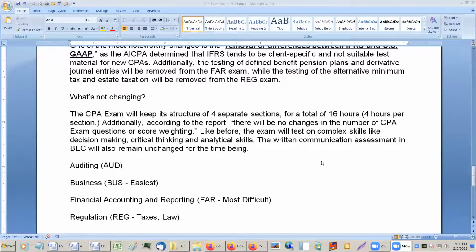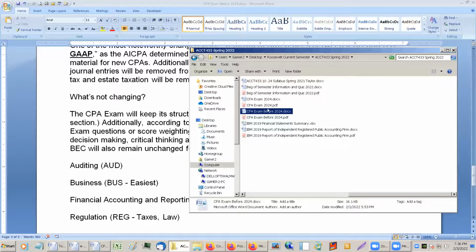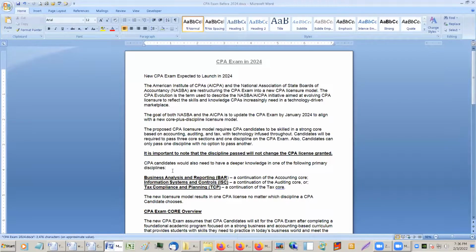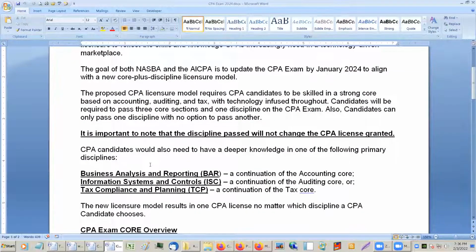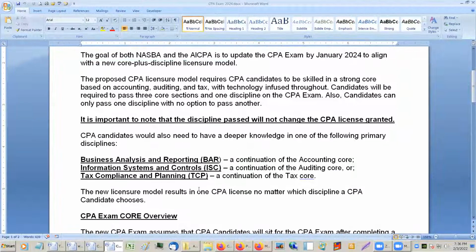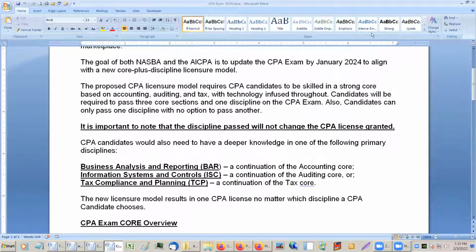Okay, now if you're planning on taking the exam after 2024, we should probably look at that because it changes significantly. And make sure I get my screen up here before I do this. All right, so the 2024 exam, they change it quite a bit. All the core sections that we've had for years are gone. So the auditing, regulation, FAR, at least in name, and regulation, those are gone.